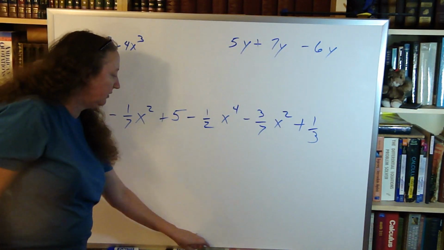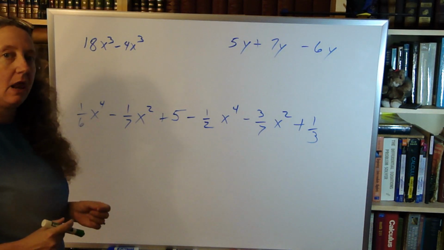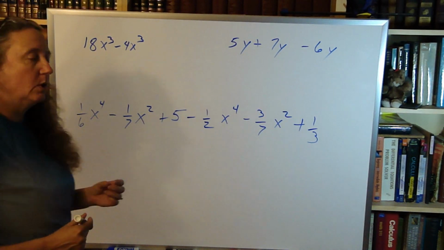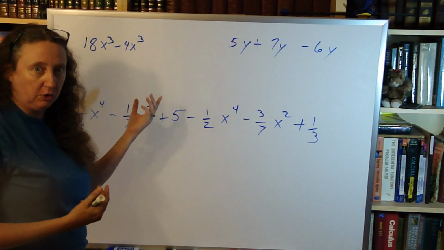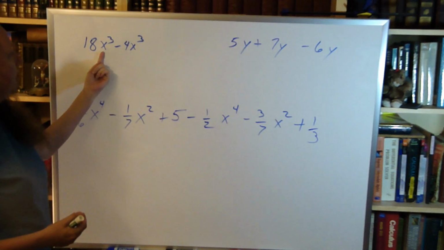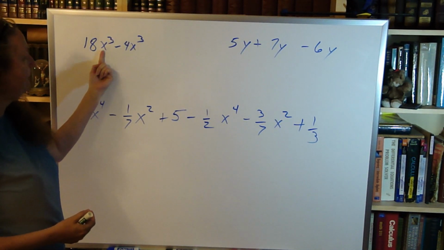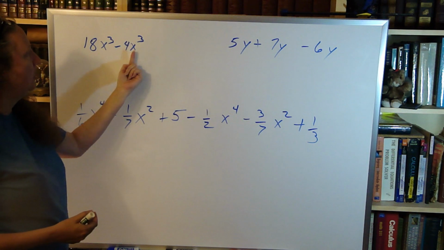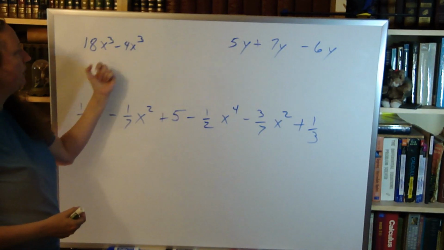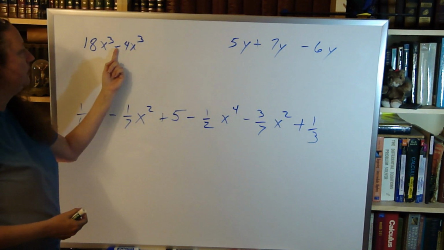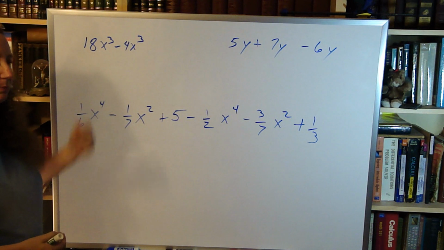Three problems to consider here. We're talking about combining like terms. A like term is when you have something that's added or subtracted, a term that has a variable, the same letter, raised to the same exponent on each of those terms. So here we have x to the third and x to the third. They're separated by a minus sign, so these are like terms.